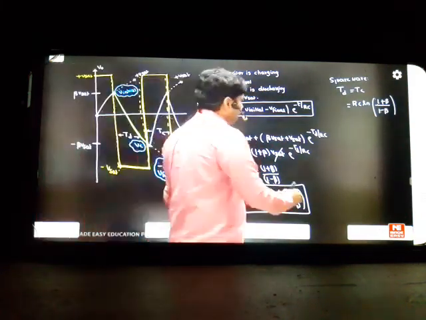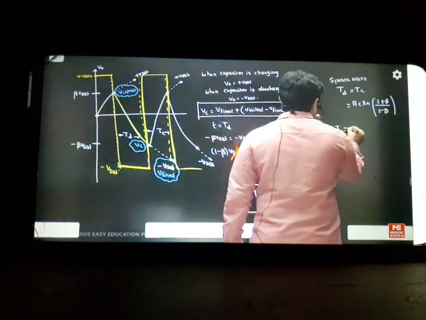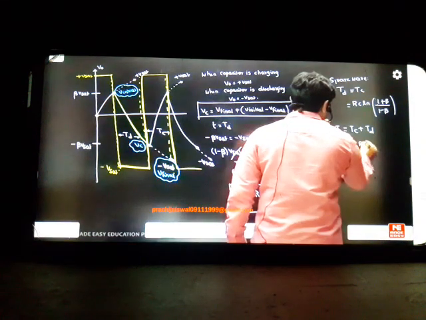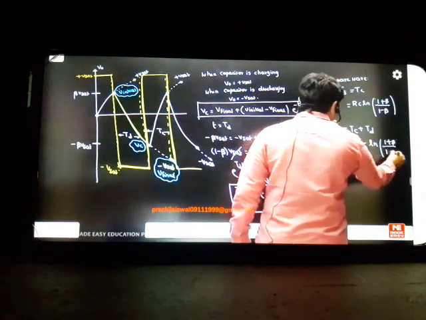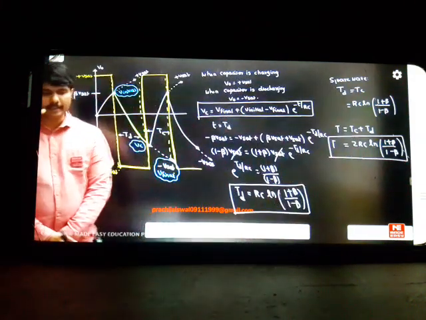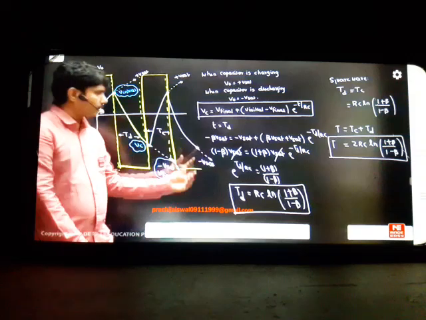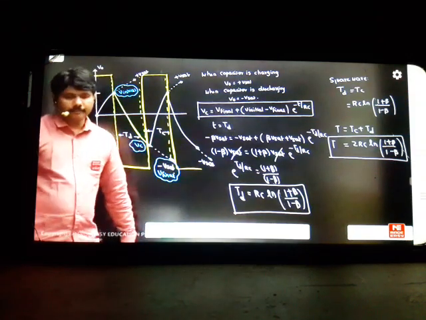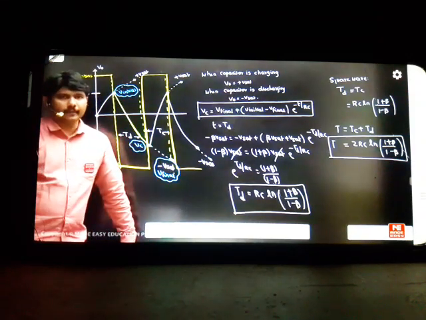So what will be the total time period here? Total time period is 2 times RC ln((1 + β)/(1 − β)). So this is the most important formula to solve this type of questions. These are very valuable formulas. This question came a number of times, so just form this and you can solve these problems. Okay? 2RC ln((1 + β)/(1 − β)).